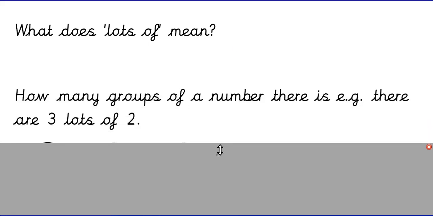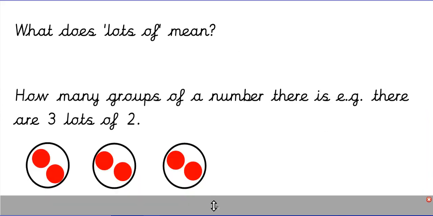Okay, lots of means how many groups of a number there is. So, for example, there are three lots of two. The lots of is the groups. Okay, so there are three groups of two. Two is the amount within the group, three is the amount of groups there are. So lots of is how many groups there are.